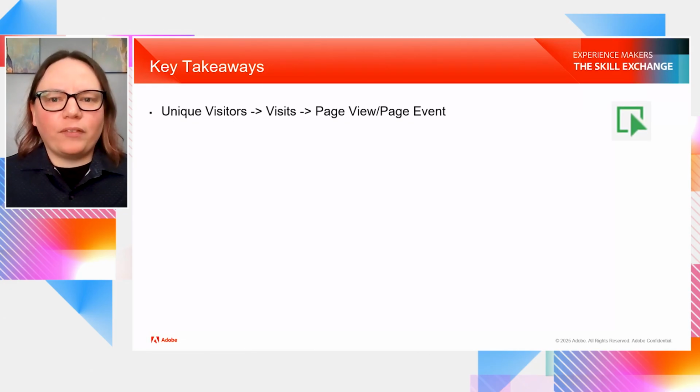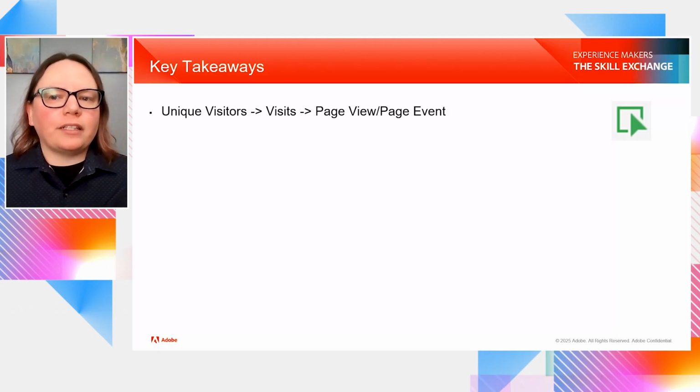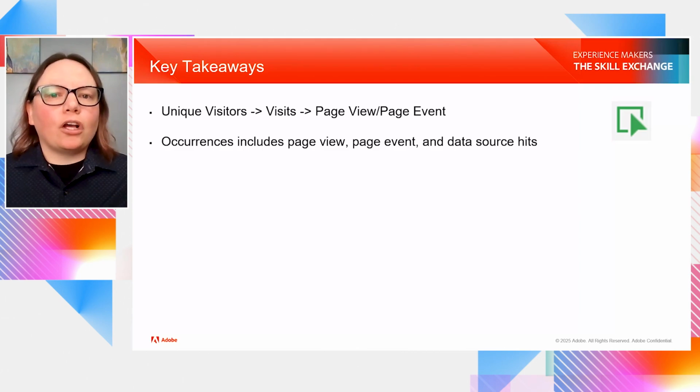So let's recap what we've learned today. Our key traffic metrics are unique visitors, visits, page views, and page events. For visits and visitors, it's important to know that there are certain actions that can end a visit or cause a visitor ID to be reset. So keep those in mind when reporting on your traffic levels. Occurrences include a wide variety of hits such as page views, events, and data sources. And although it's Adobe's default for free-form tables, there are often other metrics that you can use instead that are going to give you much more accurate reporting.